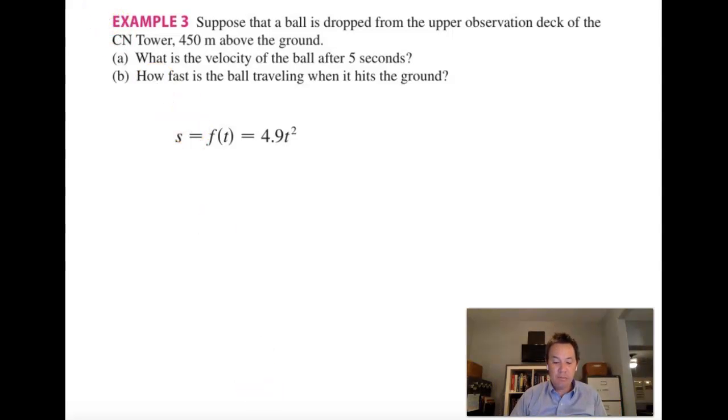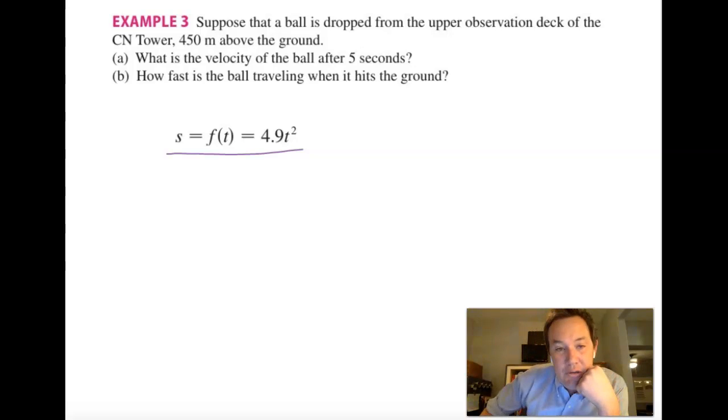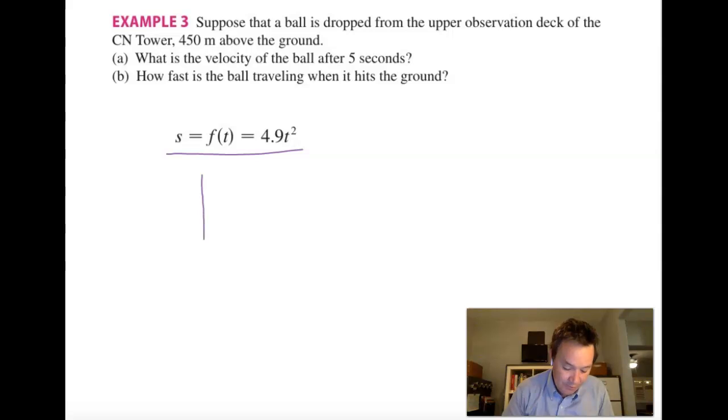All right, another example. Suppose a ball is dropped from the upper observation deck of the CN Tower, 450 meters above the ground. What is the velocity of the ball after 5 seconds? So here is your position versus time function. So plugging in time t will get you the ball's position. This is just a parabola.